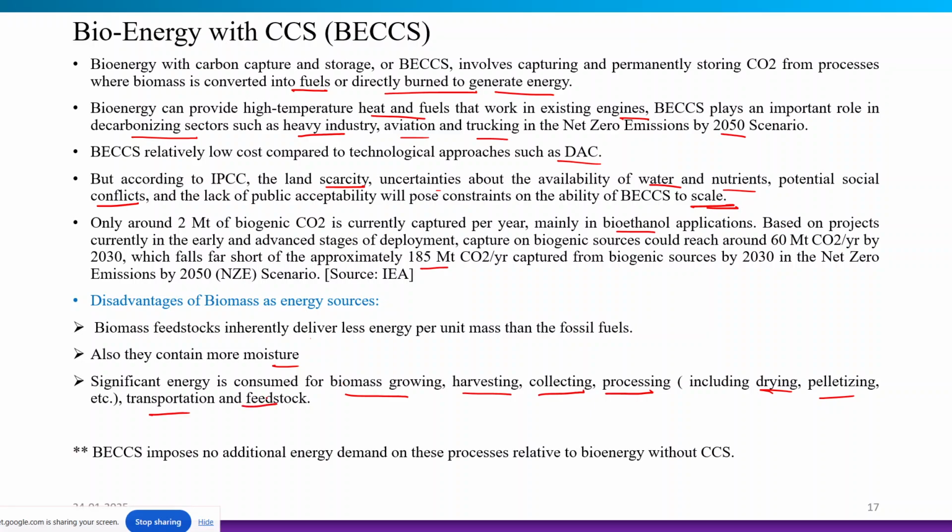So when we are talking about biomass energy with carbon capture and storage, it imposes no additional energy demand on the processes relative to bioenergy without CCS. When bioenergy is in conjunction with CCS technology, it doesn't require additional energy demand, even though CCS itself is a very energy intensive process. So it is one of the plus points, but we have to tackle these challenges when we are addressing biomass processing.